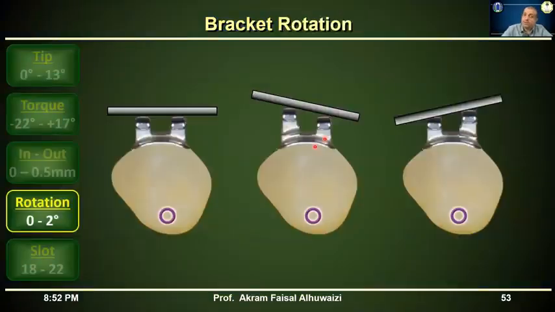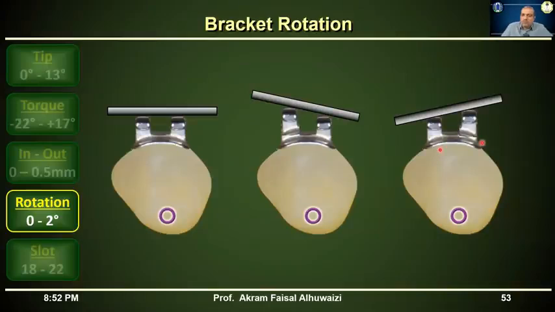Fourth problem is bracket rotation. Generally, brackets have equal arms, so that when you place the wire, they're the same. There are brackets that have unequal arms, so that this one's longer or this one's longer. This means that the wire is going to twist as it comes in, and as it flattens out, it's going to cause some rotation. This was used by Andrews in extraction cases.